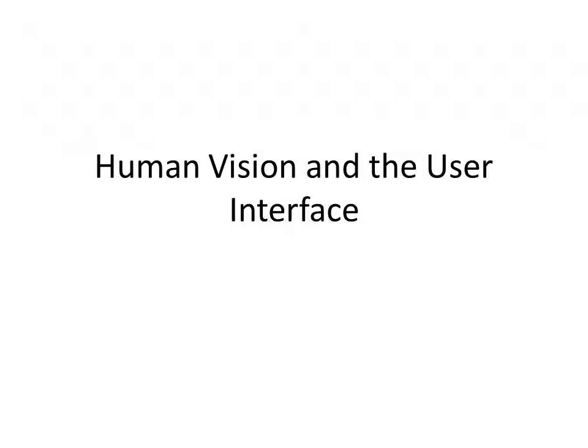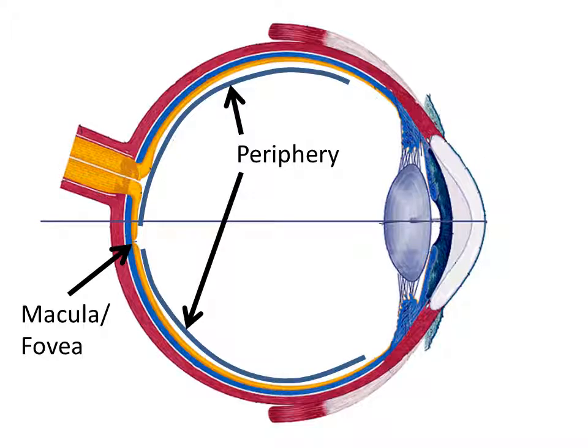Okay, you should have already seen the video on the human vision system and the anatomy of the eye and how that works. We're going to take that knowledge and apply it to the actual design of a user interface. The key things we want to look at today are the periphery and the macula. Now let's remember their differences.